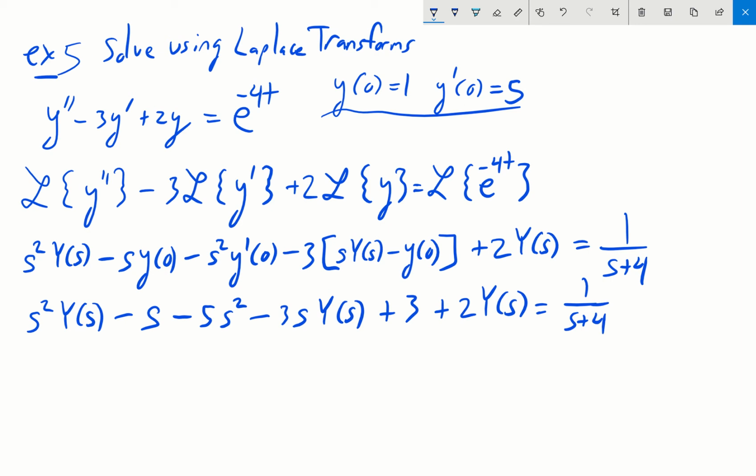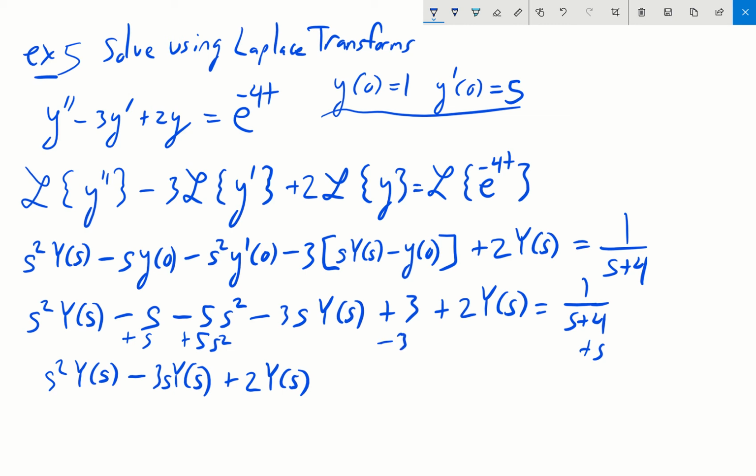From here, we want to keep all of our y of s terms on one side. So we have our s squared y of s minus 3s y of s plus 2 y of s. And any of the non-y of s terms we're going to want to take to the other side. So I'm going to add s to both sides, add 5s squared to both sides, and then subtract 3 from both sides.